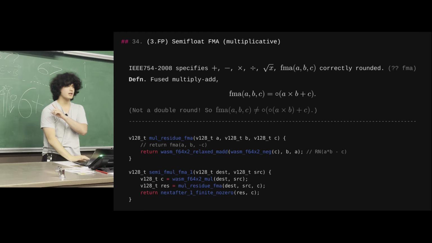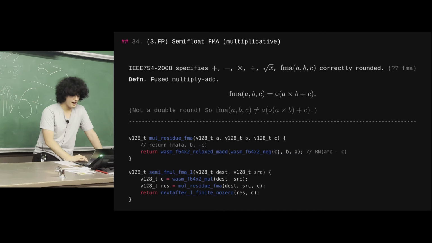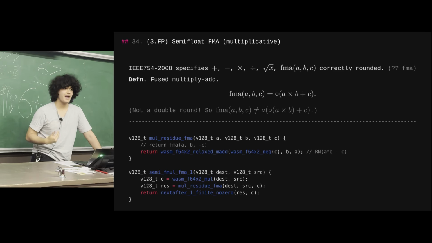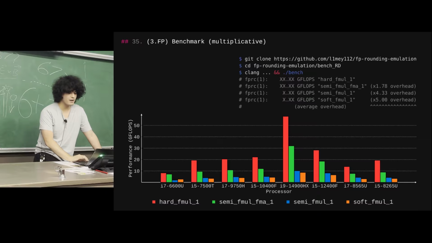We can even skip the infinity check because it's handled for us, which is nice. So this is why, hands down, FMA is my favorite instruction. But it's not on all CPUs. I mean, it's on all modern CPUs. So here's the benchmark again.